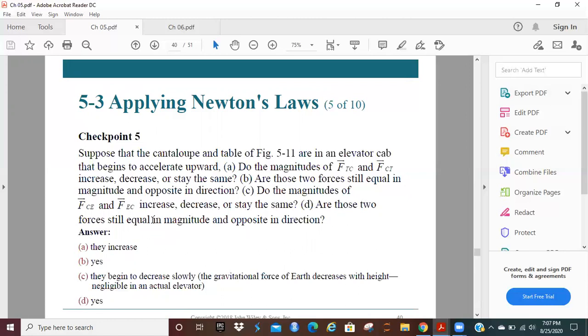And are the two forces still equal in magnitude and opposite direction? Yeah, they're going to be that way. So we're looking at the magnitude and direction of forces of the table on the cantaloupe and then the cantaloupe on the table. And then here we're looking at the force from the cantaloupe to the earth, as well as the earth to the cantaloupe. That's why here these forces begin to decrease a little bit, because you're putting more separation between them, because the elevator is accelerating upwards, getting further away from the earth.